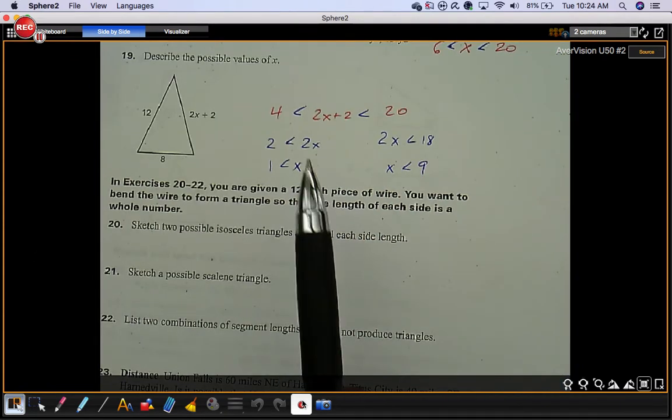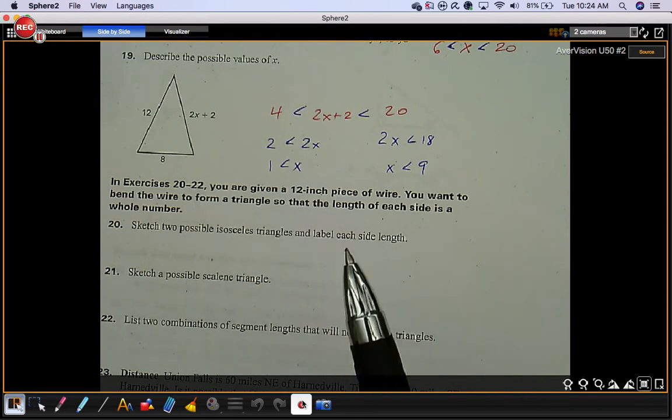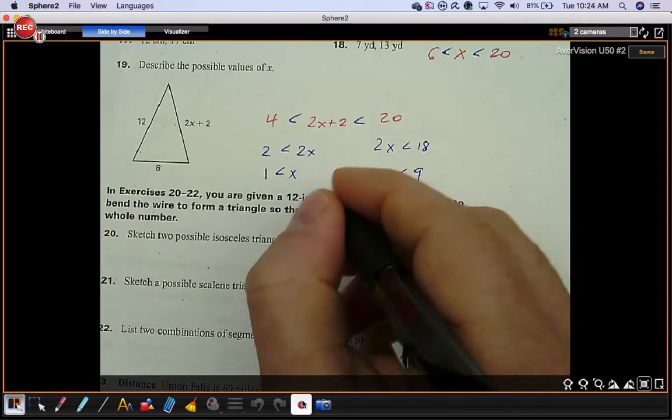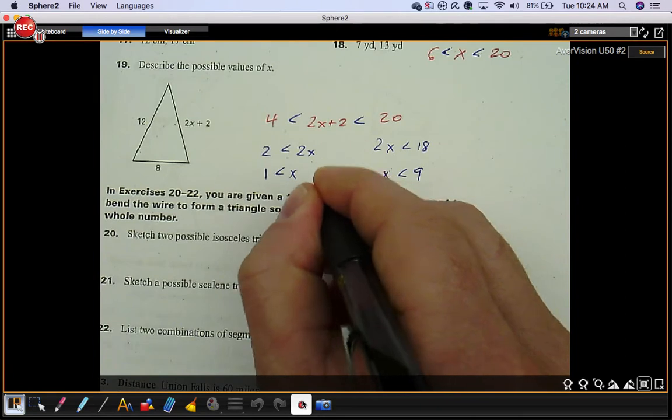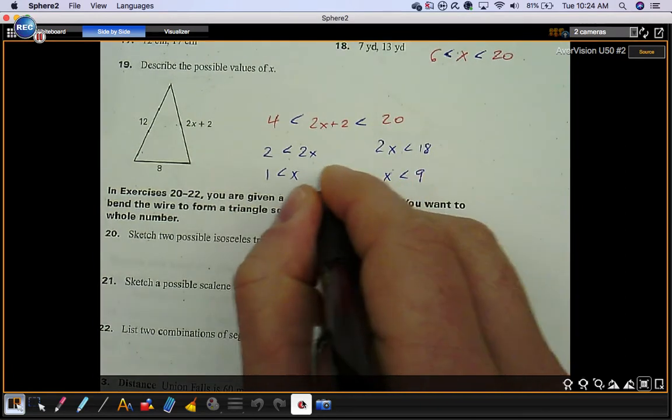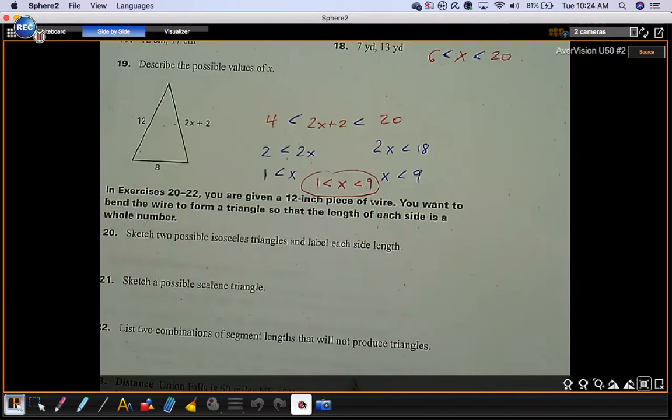So x better be bigger than 1 and less than 9. If you left it like that, that's fine. Or you can just write it like this. X needs to be bigger than 1 but less than 9. Those values would work.